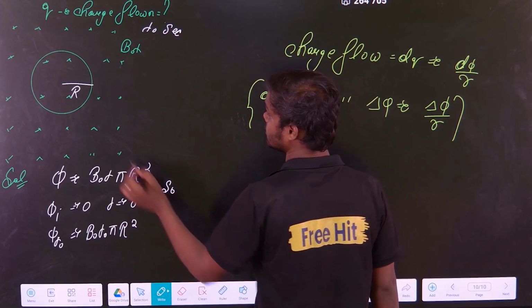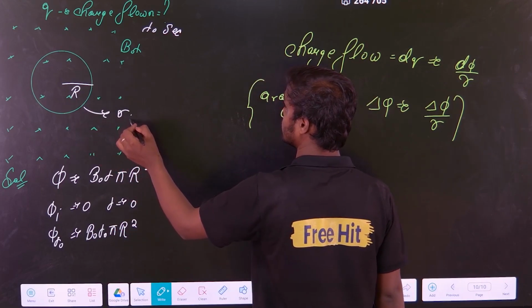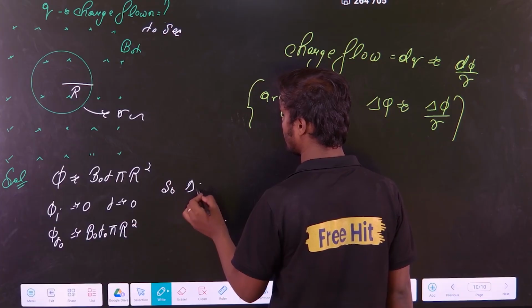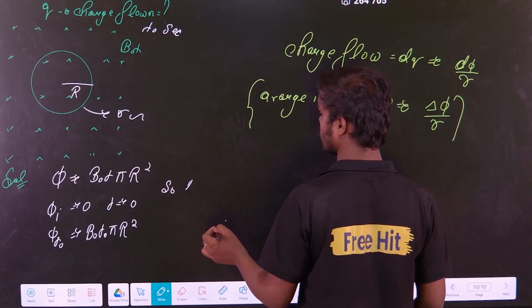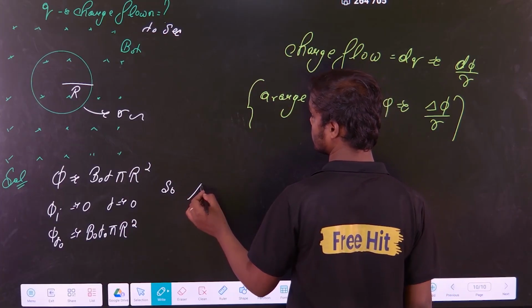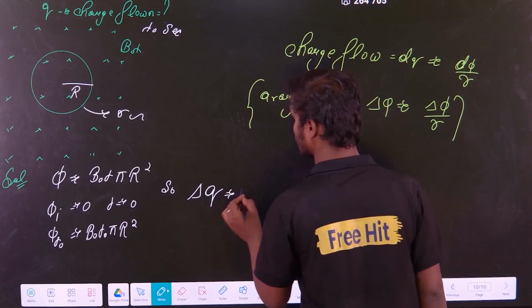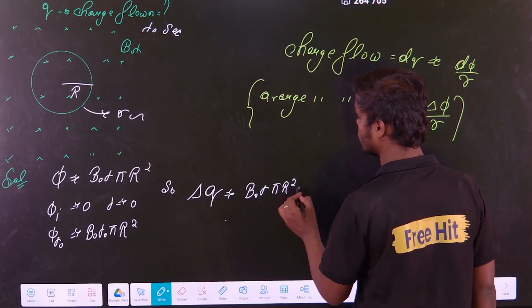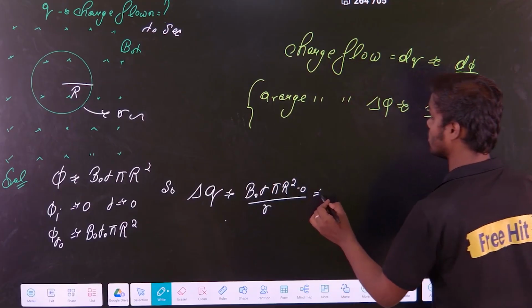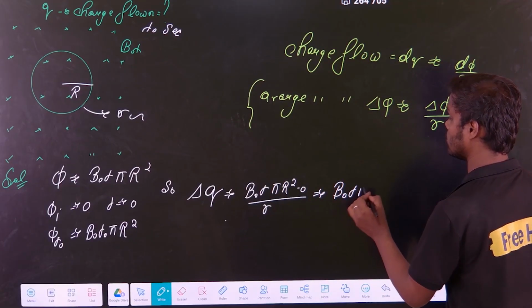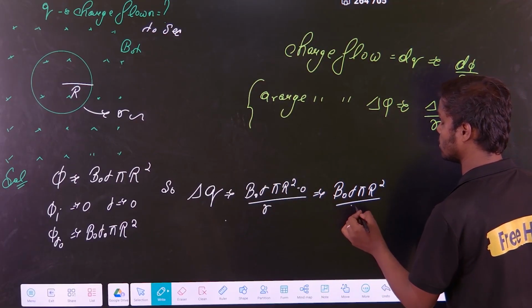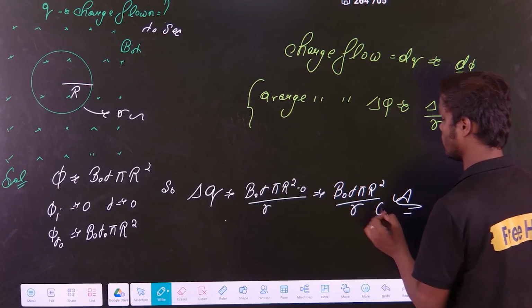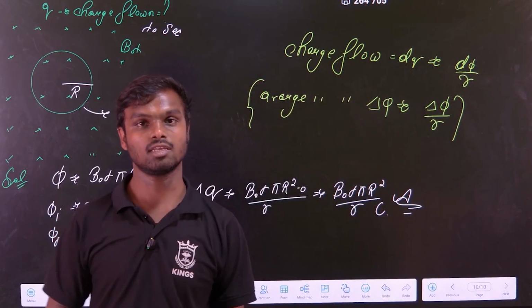And the resistance is R, given, R ohm. So what is my charge flown? Average charge flown, delta q, is equal to what? B naught T naught pi r square minus 0 divided by small r, that is equal to B naught T naught pi r square divided by small r, correct? Coulomb. This is how you can directly calculate the charge flown.